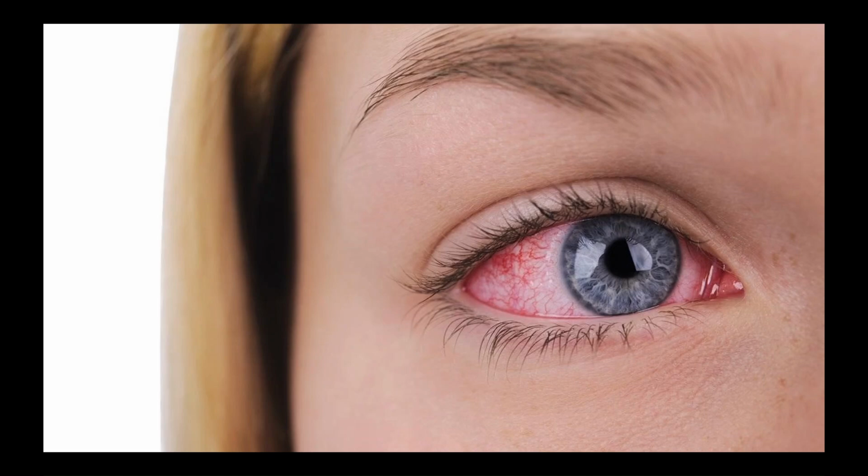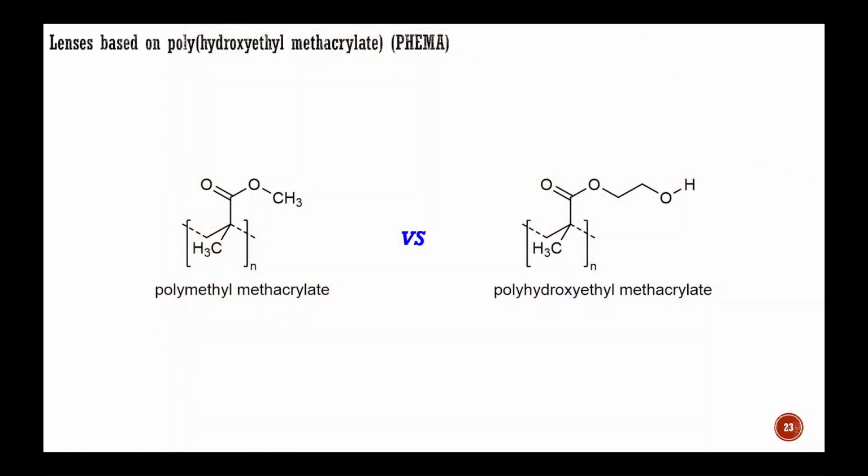Thus, while polymethyl methacrylate lenses have been historically important due to their clarity and durability, their disadvantages in comfort and oxygen transmission have driven the development of more advanced materials in modern contact lenses. Many disadvantages inherent to lenses based on polymethyl methacrylate can be overcome by using its derivative, known as polyhydroxyethyl methacrylate, in which the methoxy group in the ester subunit of polymethyl methacrylate is replaced by an ethylene glycol unit.